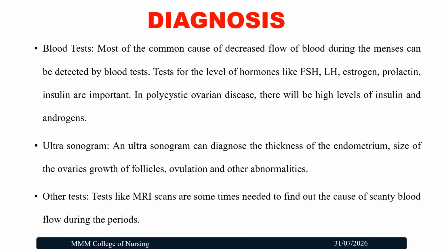Then coming on to the second investigation, USG. It can also be diagnosed through a USG: the thickness of the endometrium, size of the ovaries, growth of the follicles, ovulation and other abnormalities. Then other tests like MRI are sometimes needed to find out the cause of scanty blood flow during the periods.